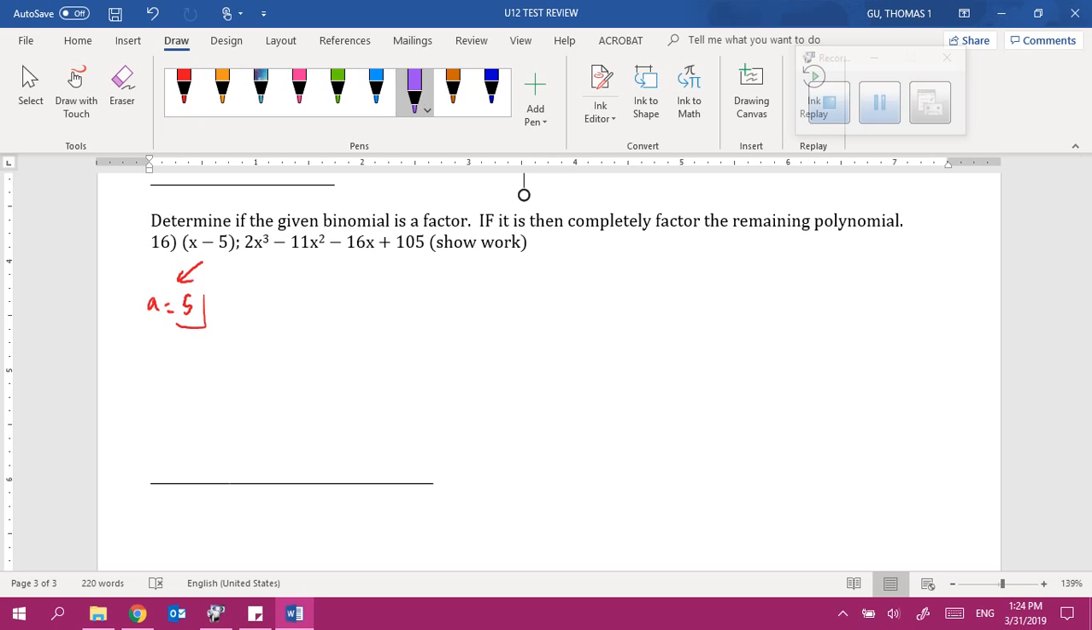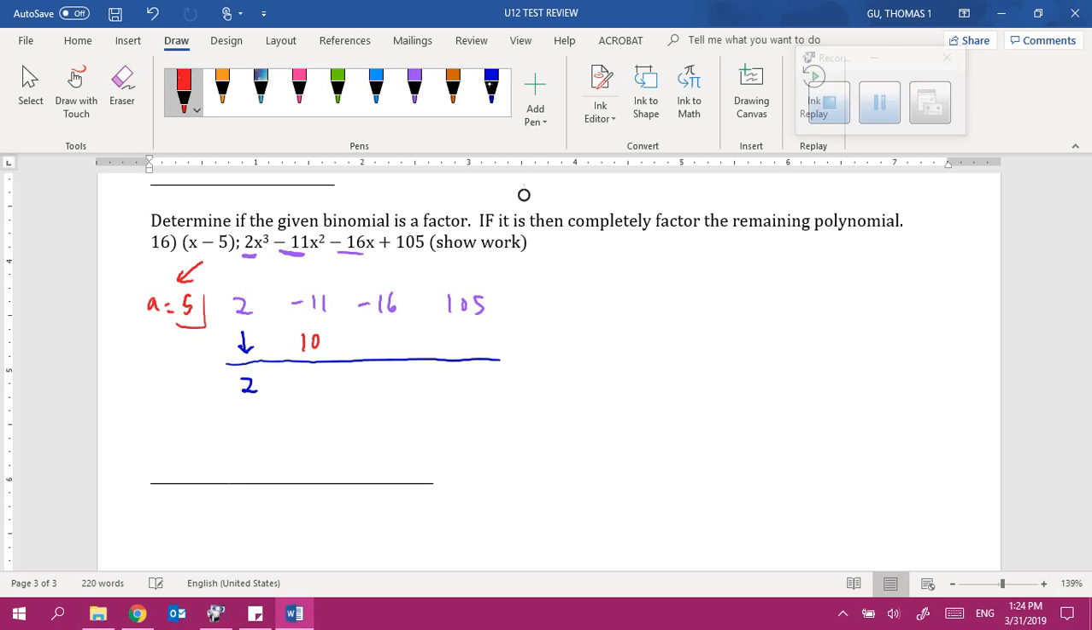And let's do the lineup. So first of all, we've got the coefficients 2, negative 11, negative 16, and 105. We weren't missing any terms, right? Because x cubed, x squared, x, and then our number. So we didn't have to worry about any zeros here. So first, bring down the 2, then 5 times 2 gives me 10.